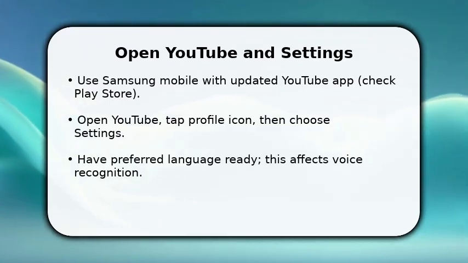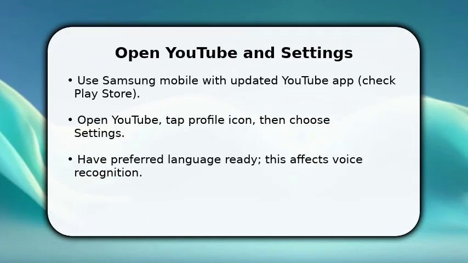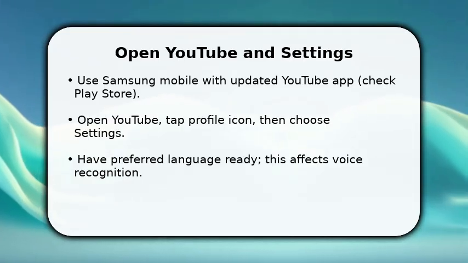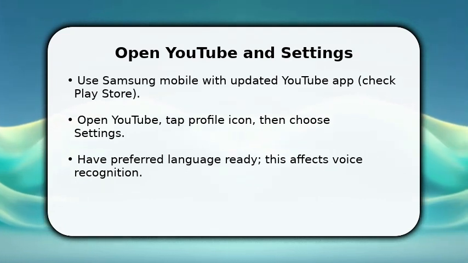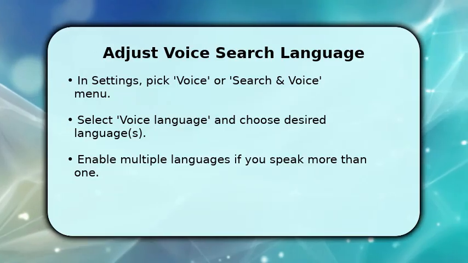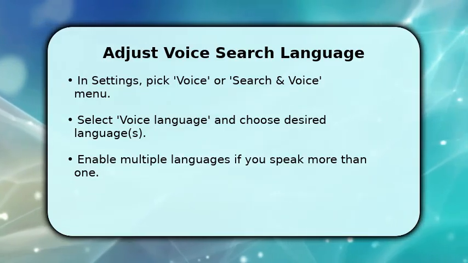While in Settings, keep your preferred spoken language in mind. This guides the next menu. Once done, proceed to the search or voice settings to change recognition options. Now navigate into voice or search and voice options. This is where YouTube controls recognition.